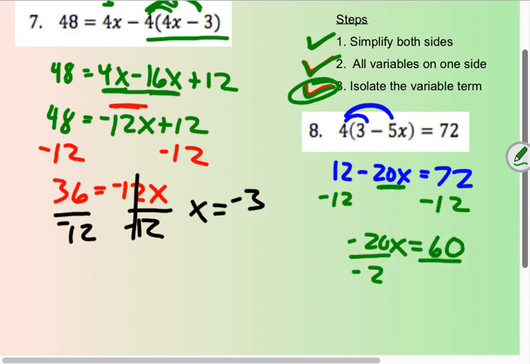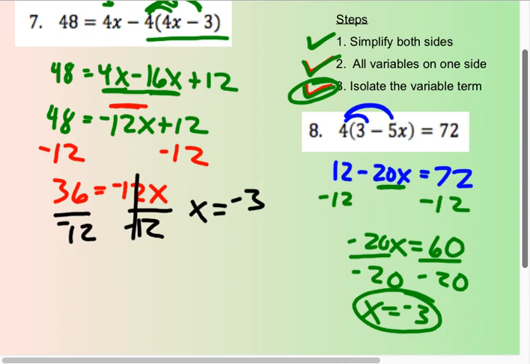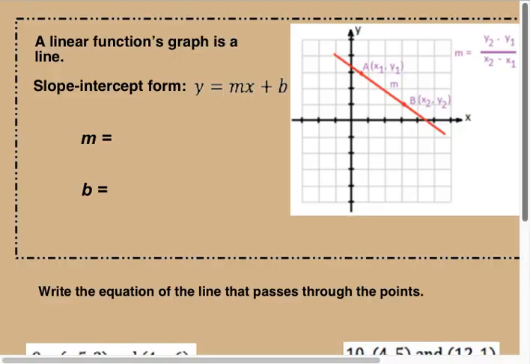Divide both sides by negative 20. And x equals negative 3. There we go. So these are linear equations because the variable x is to the first power. So just some solving linear equations. Graphing, working with graphing a little bit here and writing linear equations.